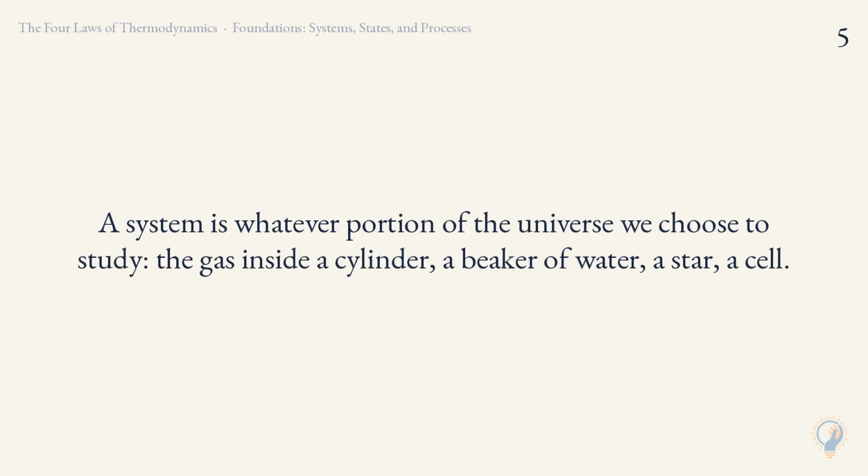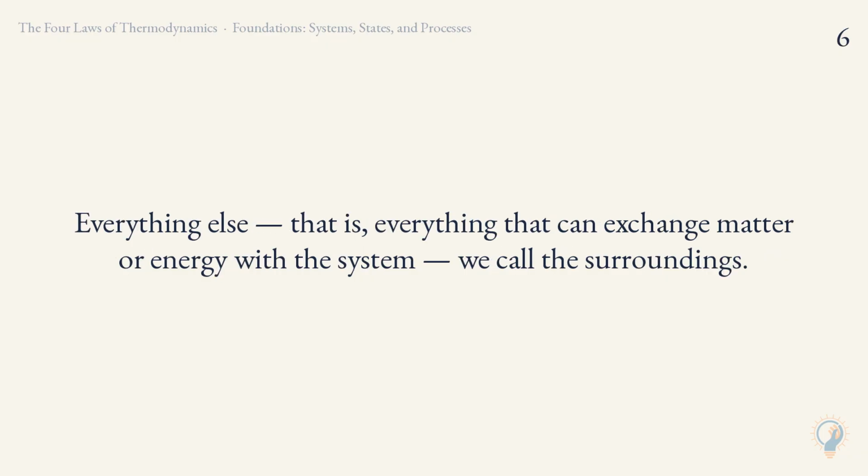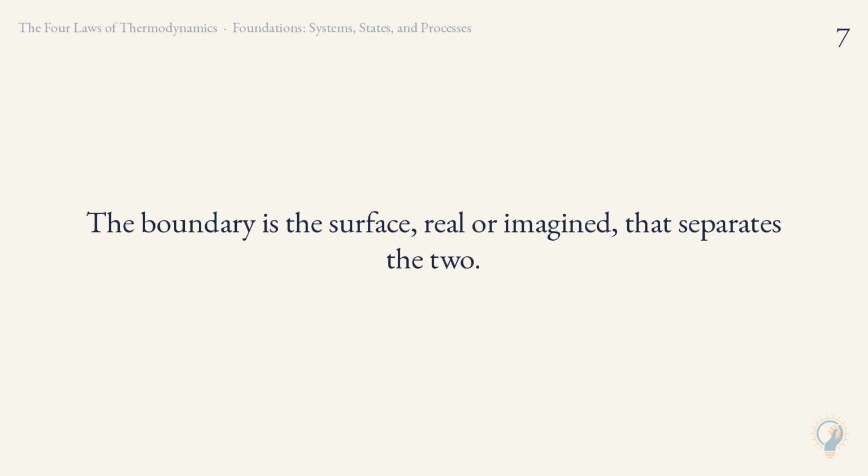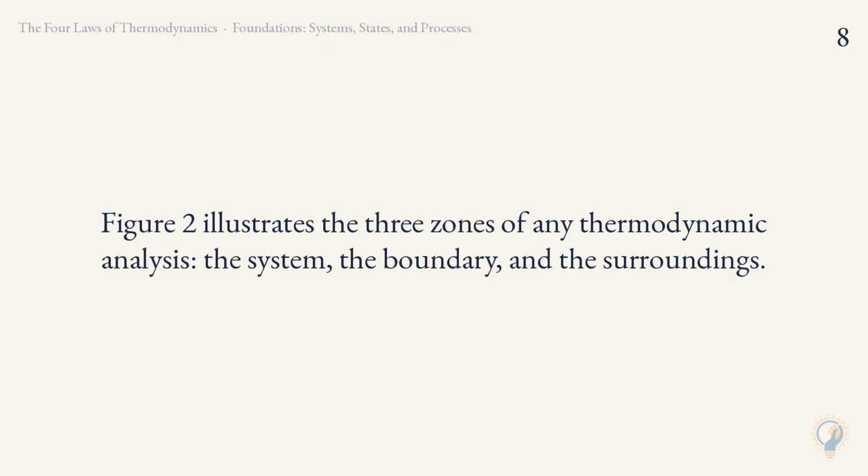A system is whatever portion of the universe we choose to study: the gas inside a cylinder, a beaker of water, a star, a cell. Everything else, that is, everything that can exchange matter or energy with the system, we call the surroundings. The boundary is the surface, real or imagined, that separates the two. Figure 2 illustrates the 3 zones of any thermodynamic analysis: the system, the boundary, and the surroundings.